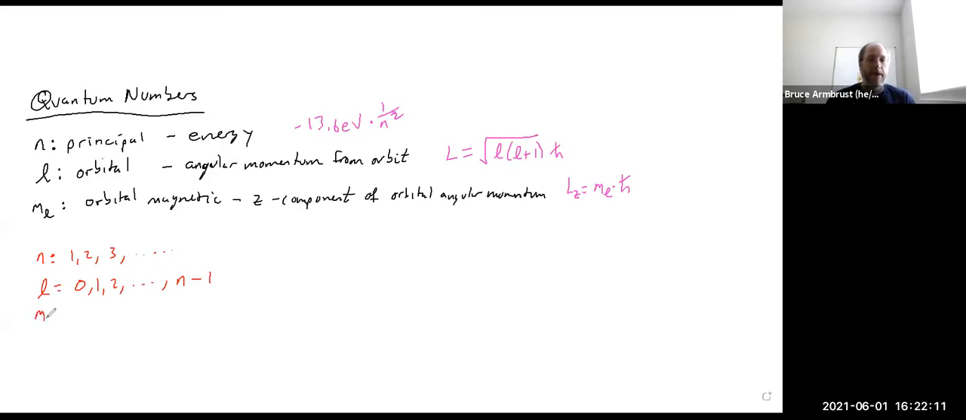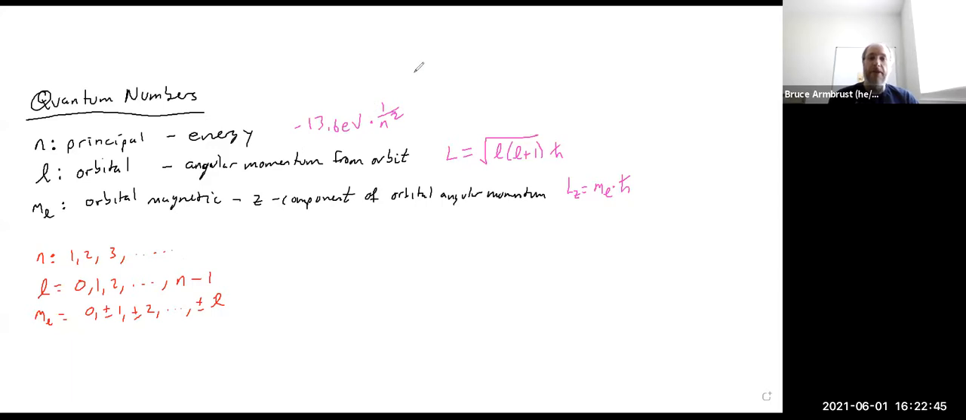But then the m sub L, it can be 0, plus or minus 1, plus or minus 2, and so on, up to and including plus or minus L. And that's the one that comes from geometry in order to get z components of these vectors. The biggest the z component can actually be is L. All right, so those were the quantum numbers that we have seen before, and like I said, they kind of correspond to the 3 dimensions.